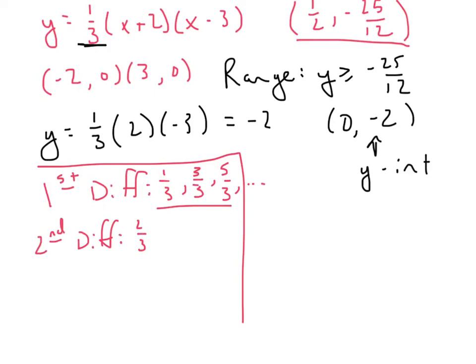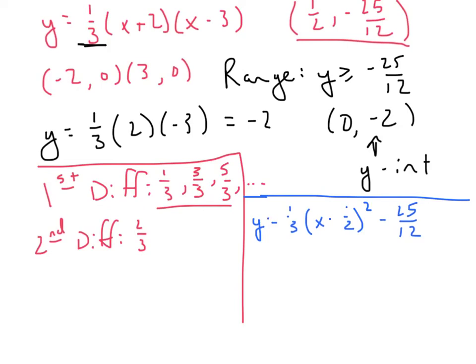And finally, we will convert to other forms. Again, I've found the vertex, so vertex form is fairly easy. y equals 1/3 times x minus 1/2 squared minus 25/12. Again, remembering the leading coefficients are always the same, so that's where the 1/3 comes from. And that is my vertex form.